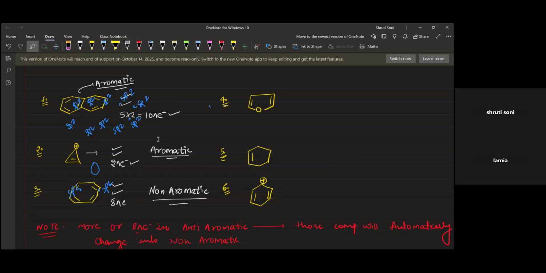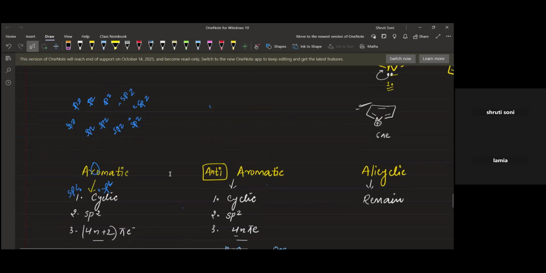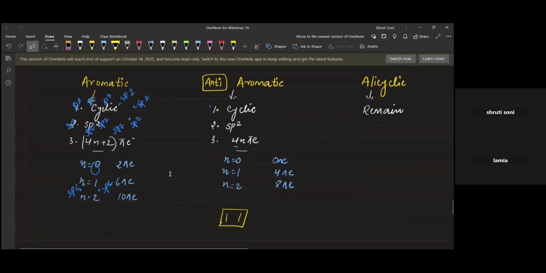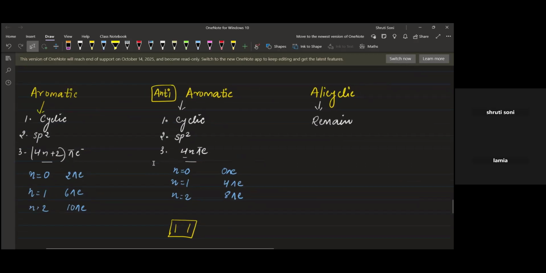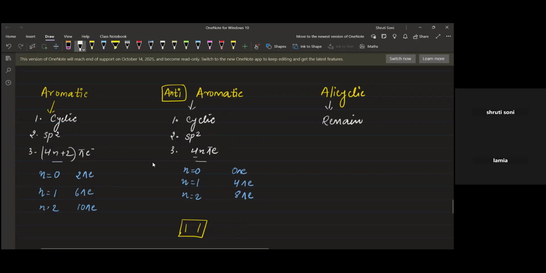Wait, sorry. I don't understand the difference between anti and non-aromatic. Here's the difference in Huckel's rule. Aromatic shows 4n plus 2 pi electrons, while anti-aromatic shows only 4n pi electrons. No, I meant what's the difference between anti and non-aromatic? Because they seem very similar. Okay. So alicyclic is also known as non-aromatic. Oh, okay. I just wanted to make sure.